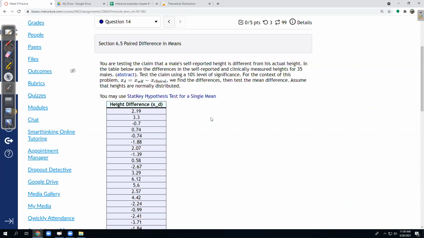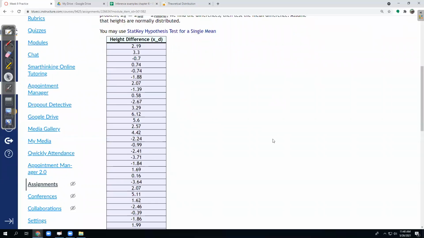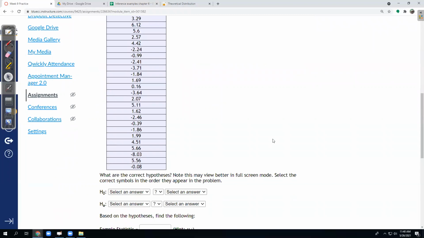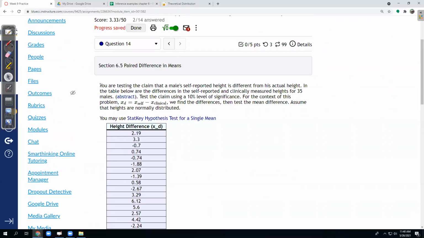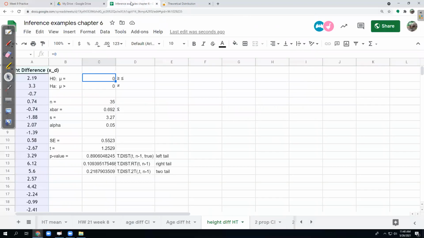The table below gives the differences, self-reported and clinical. And here I have a link to the abstract of this study. Test the claim at the 10% significance level. Again, it's self minus clinical first, and then we get the mean after, which we have in the spreadsheet. Okay, so all we have to go on really is the data in this first sentence here, that the self-reported height is different from the actual height. So that means we're doing a two-tail test. So let's copy the two-tail symbol, the not equal to symbol, here.